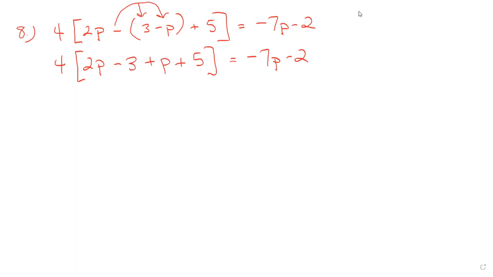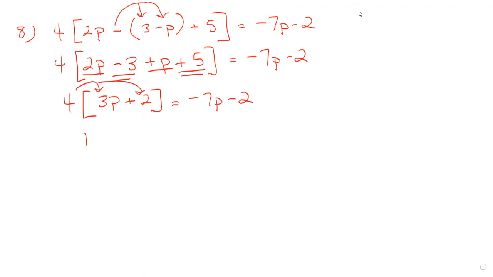We're done with the first set of parentheses, but I still have to contend with what's in this bracket. Let's go ahead and combine like terms inside the bracket. We've got 4 bracket. I've got a 2p and a p. We've got 3p. Negative 3 and a 5. Positive 2. Still got our brackets because I still need to fix that 4 on the outside. All right, so let's get rid of our brackets. I'm going to distribute out my 4. Gives me 12p plus 8 equals negative 7p minus 2.